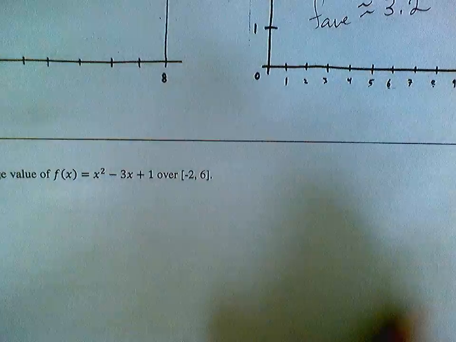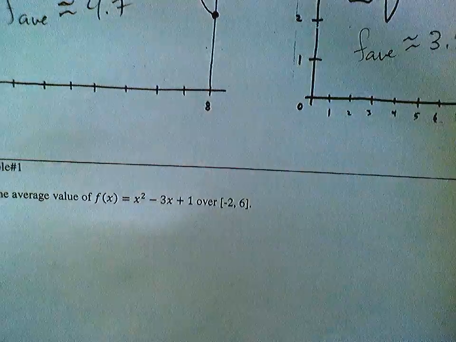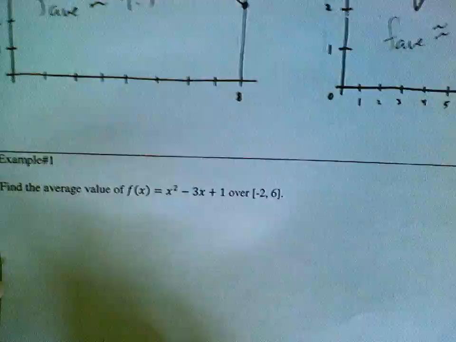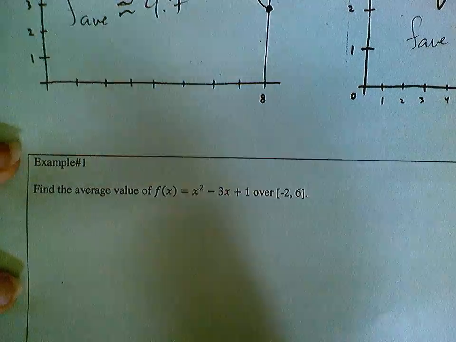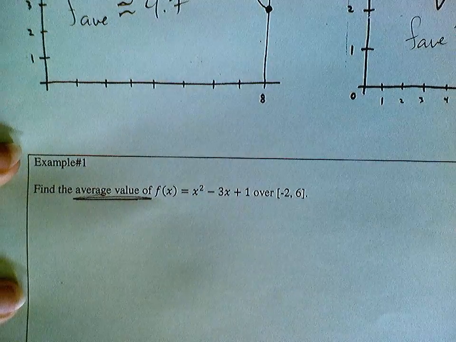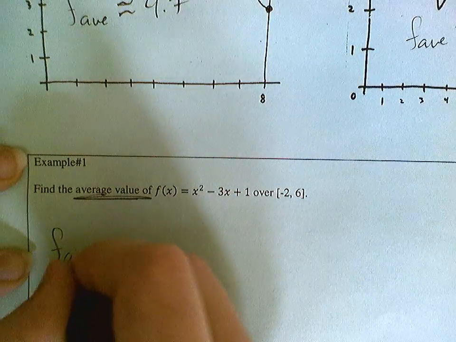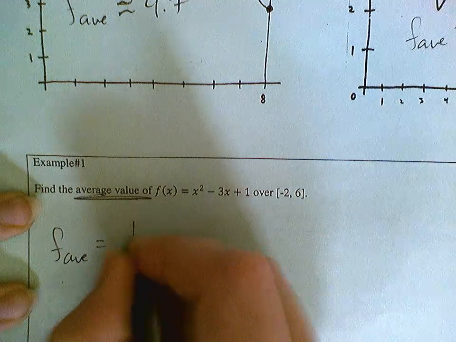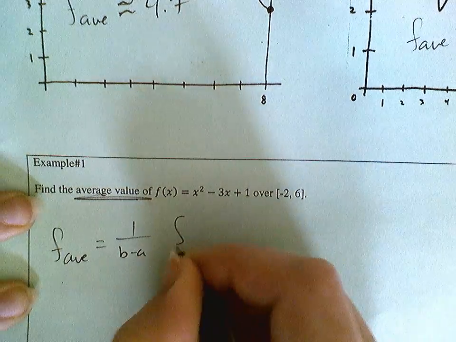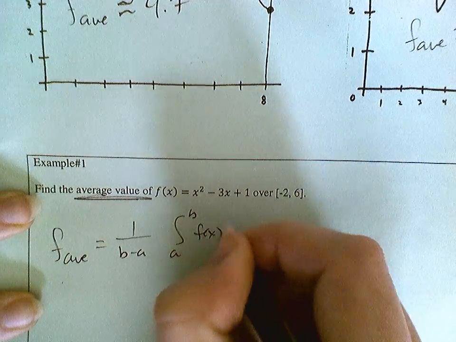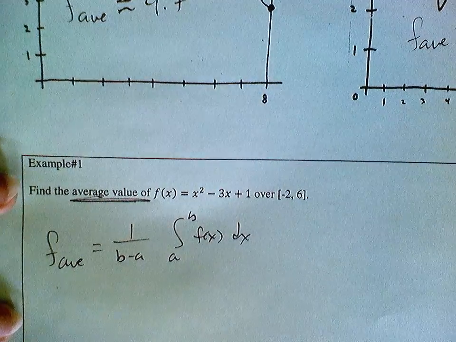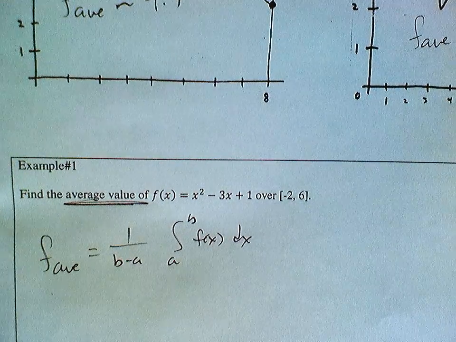Now let's use the formula. So find the average value of this function over that interval. All right, so anytime that you're asked to find average value, I would first write the formula down. Okay, it's going to be 1 over b minus a, the integral from a to b, f of x dx. We need to have this memorized. The sooner the better. So that's the average value formula.